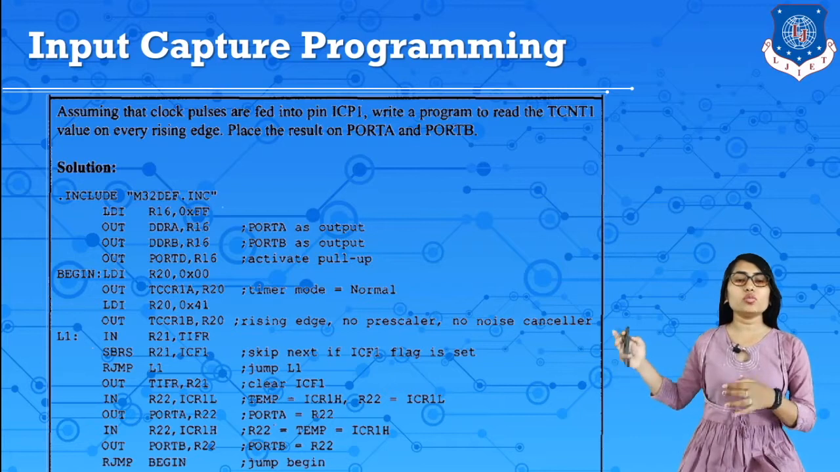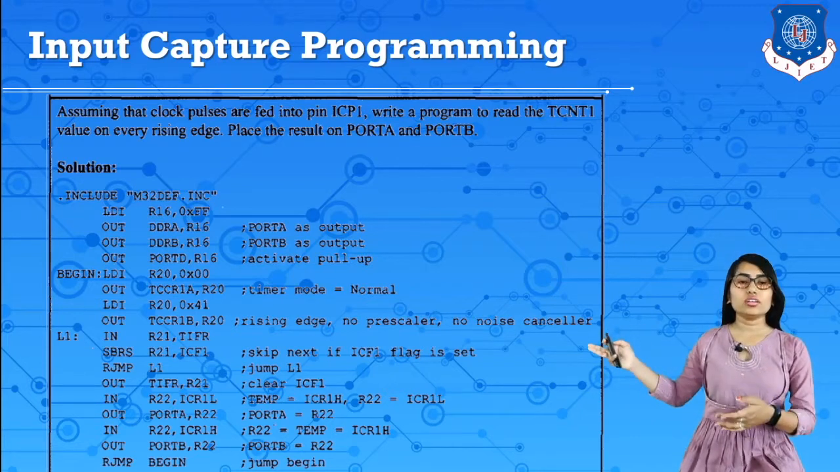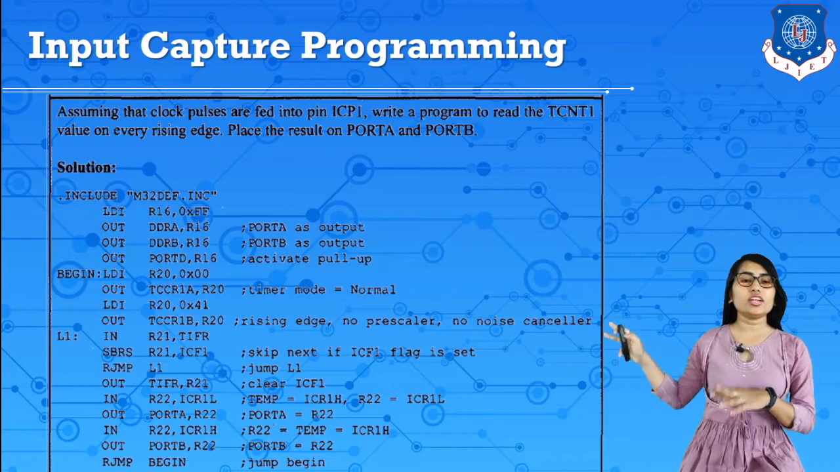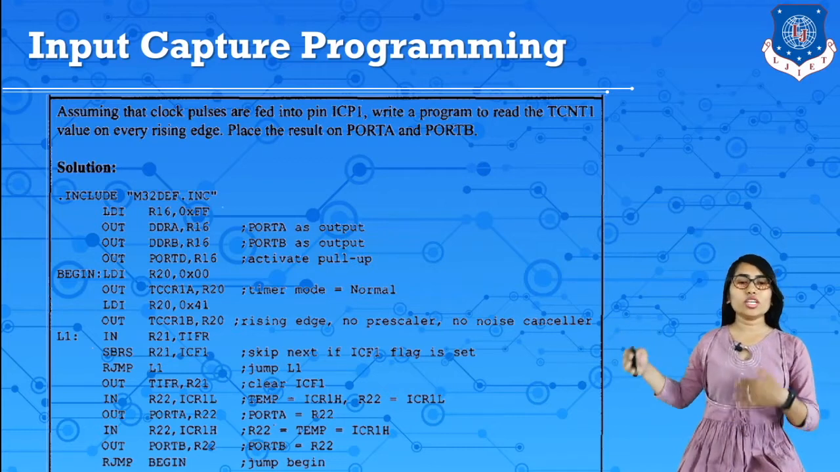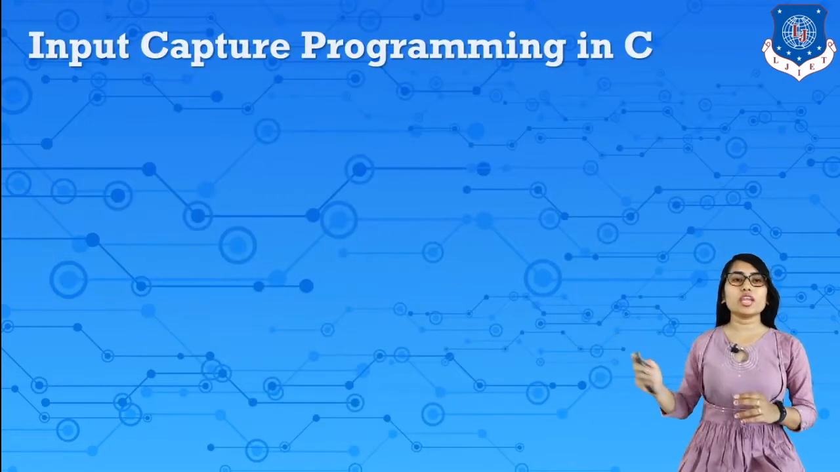So whatever input capture values are read from TIFR by making the ICF flag set, these values go to port A and port B. Low byte is sent on port A, high byte is sent on port B. So this is how input capture programming can be performed.